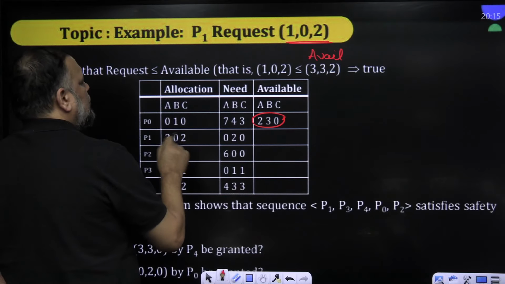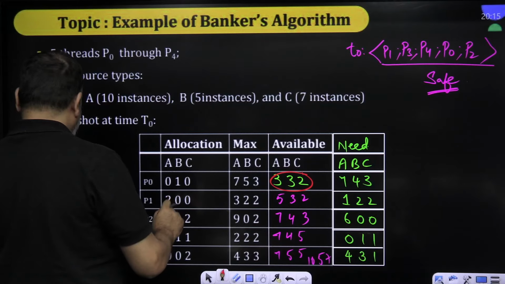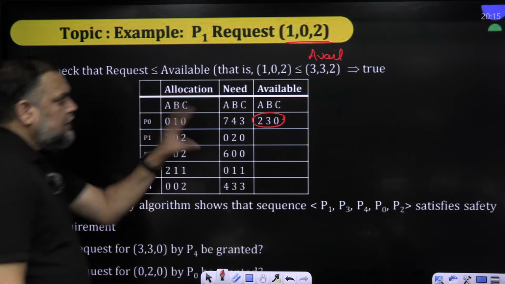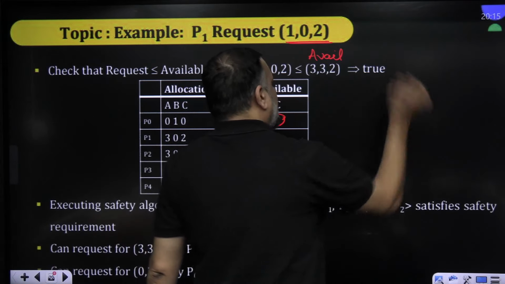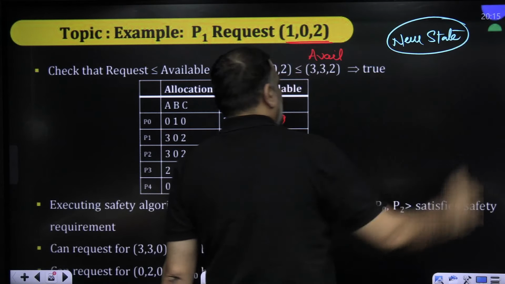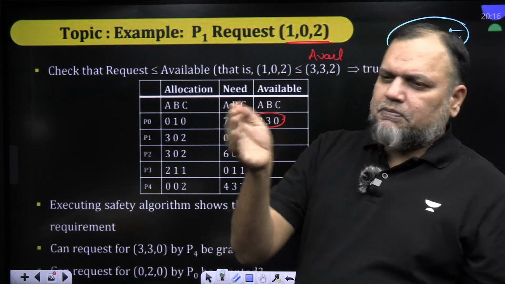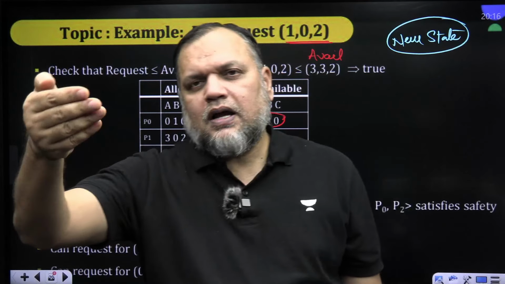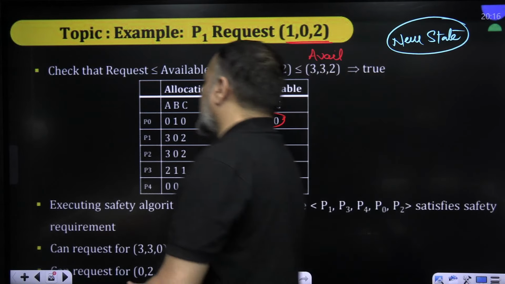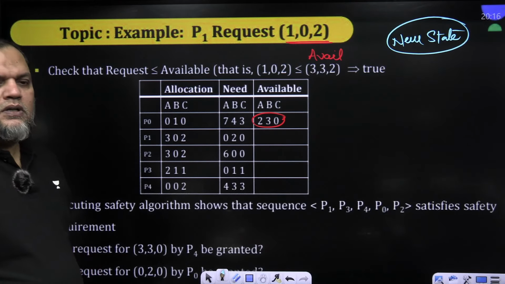Allocation of P1 will increase to 302. What was the previous allocation? Previous allocation of P1 was 200. To 200, I am adding 102, so it becomes 302. Now this is my new state. I have to check whether it is safe or unsafe. After subtracting the request from available, subtracting the request from need, and adding the request to the allocation, I get a new state, and this new state should be safe. So let's see whether this new state of the system is safe or not.